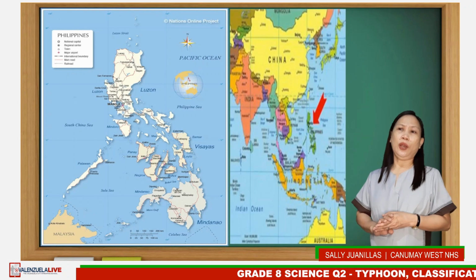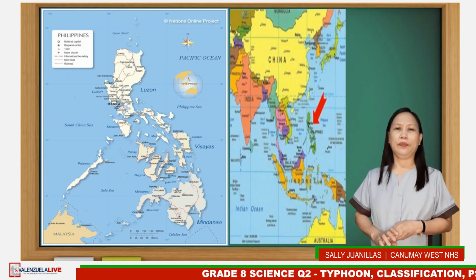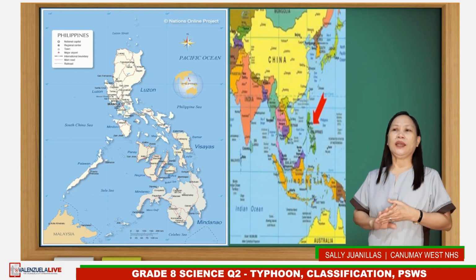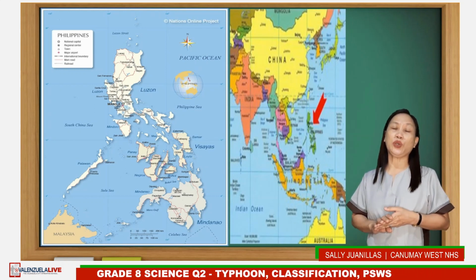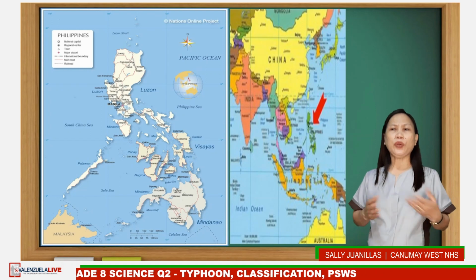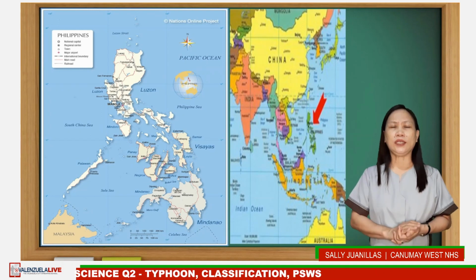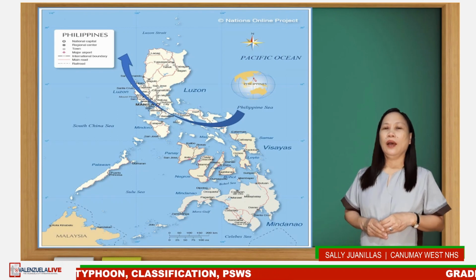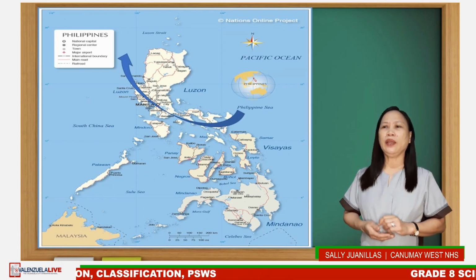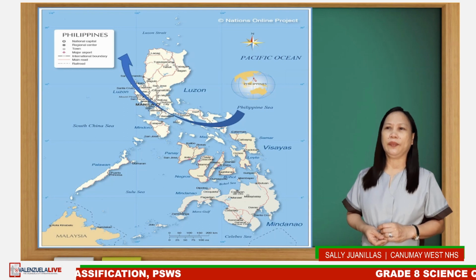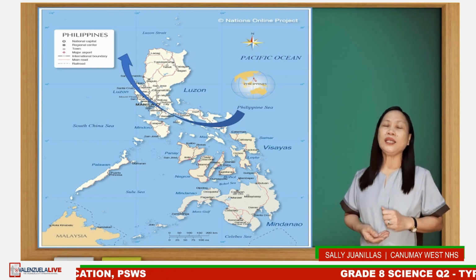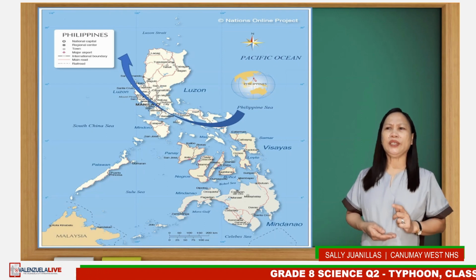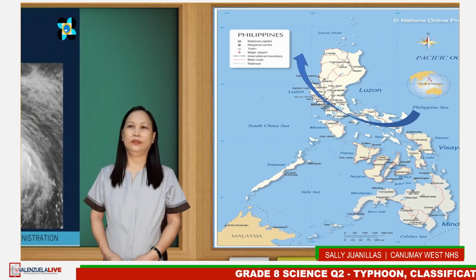How are typhoons or bagyos classified? Correct. Typhoons or bagyos are classified according to the strong winds that push them to travel across the Philippines. Where do they originate? Most typhoons are formed in the northwest Pacific Ocean, along the east side of the Philippines. So most of our typhoon visitors arrive at the eastern part.